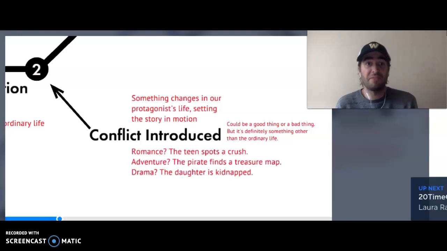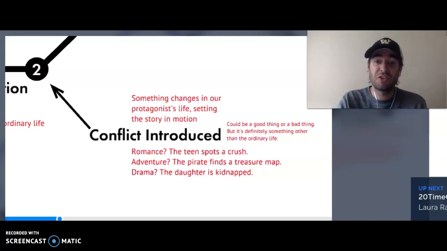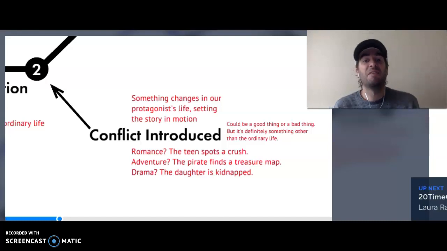So if this is a romance, if you're telling the story of how you fell in love, this is when you first spot that crush. If you're telling an adventure story, this is when you first find the map that leads to treasure. If you're Liam Neeson in Taken, this is when your daughter is kidnapped.